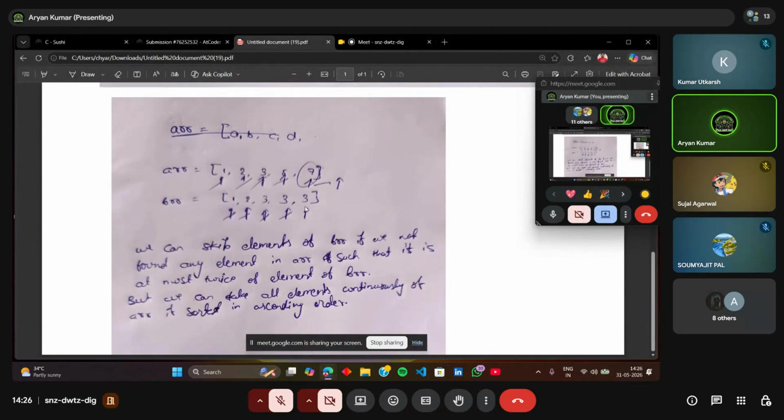So what will we do? We will just skip this 3. But again, let's say after 3 there would be 4. Then the pointer should stay at 7 only, and the other pointer will go to the next, that is 4. So here 4 and 7 will match our condition. So we can see that we are taking every continuous element of ARR, but we might skip elements of BRR.